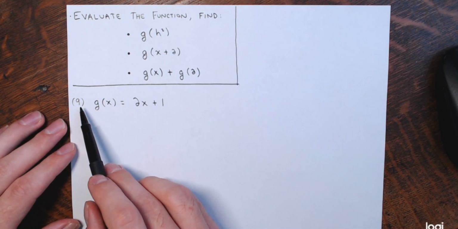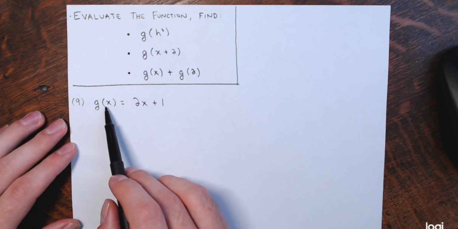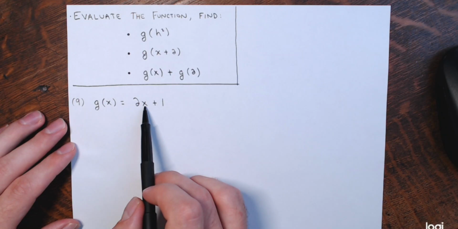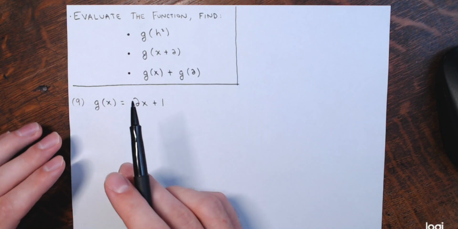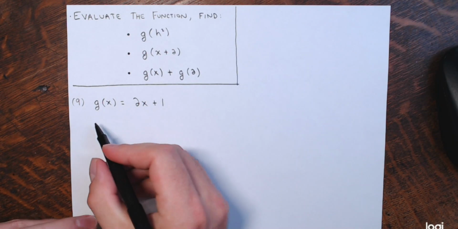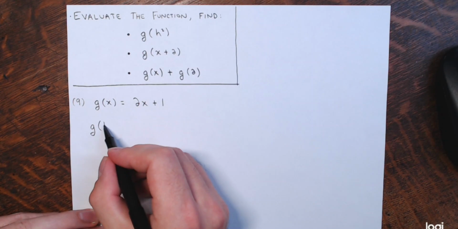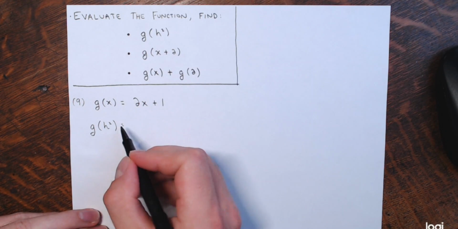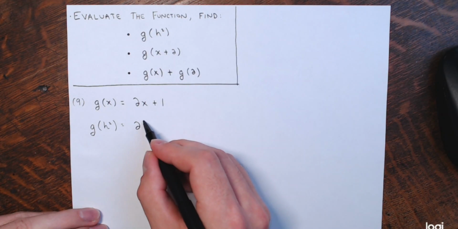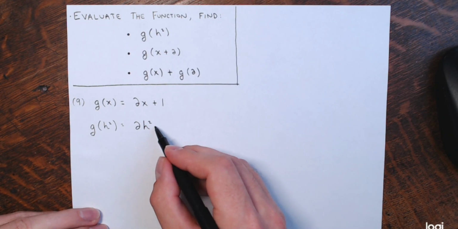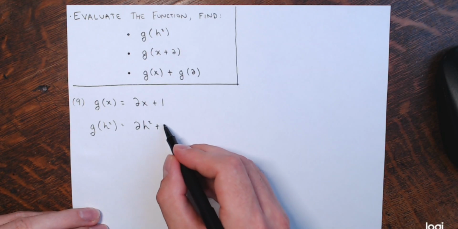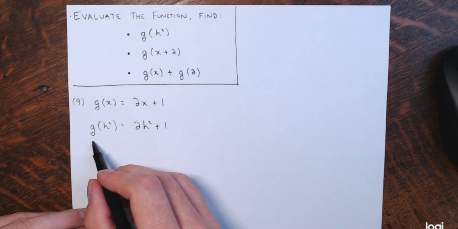So example 9, we have g of x is 2 times x plus 1. So I take 2 times whatever the input is, and then add 1, and that'll be the value of g at that input. So first part, g of h squared would be 2 times, and then replace x with h squared. And since it's only got one term, h squared, I'm not going to put parentheses around it, and then plus 1. And there you go.